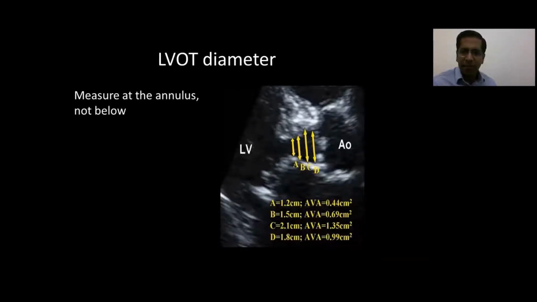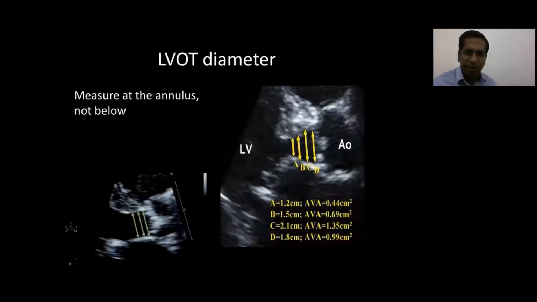That is the value of a proper LVOT measurement. In those particular situations, it may be very hard if we measure ambiguously below the aortic annulus without any fixed reference point. So the recommendation would be to measure at the annulus and not below, though the guidelines say that you can measure it about 5 millimeters below the annulus also.